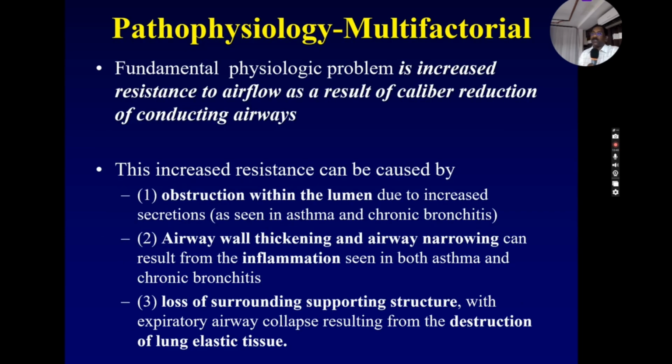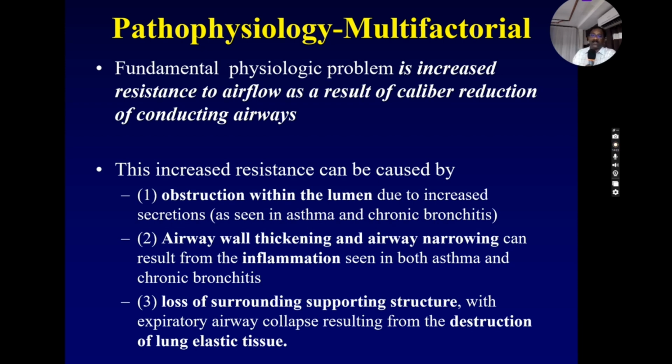See, there is a multifactorial pathophysiology. The fundamental one is increased resistance to airflow as a result of caliber reduction of the conducting airways. So the most important pathophysiology here is the increased resistance to airflow, so there will be little air entering into the lungs. Why is there increased resistance? That is caused by obstruction within the lumen. It could be due to increased secretions as seen in asthmatics and chronic bronchitis. So the lumen obstruction because of these secretions could be the reason for the increased resistance to airflow.